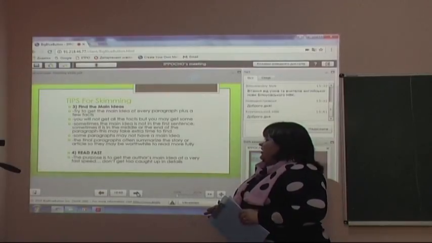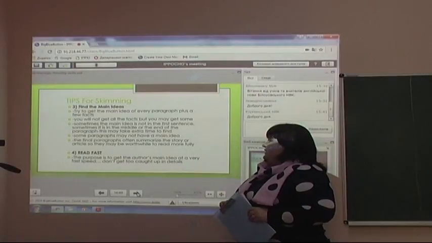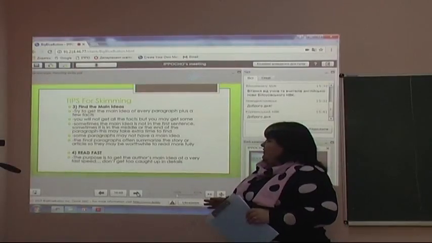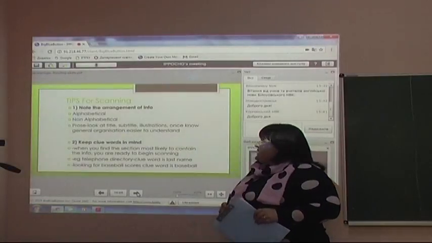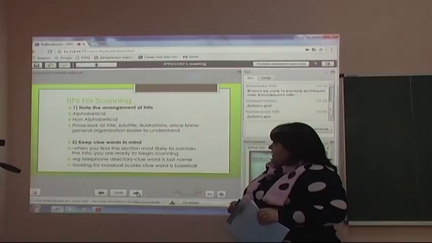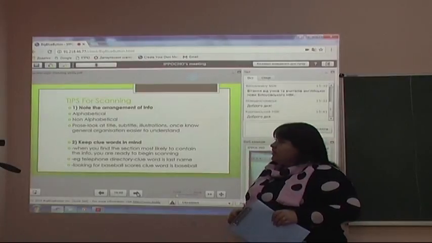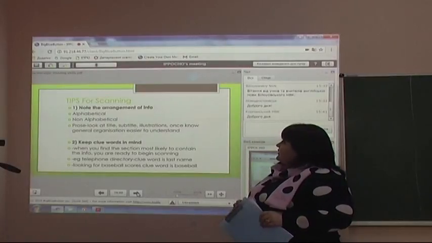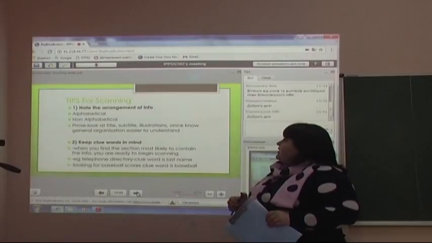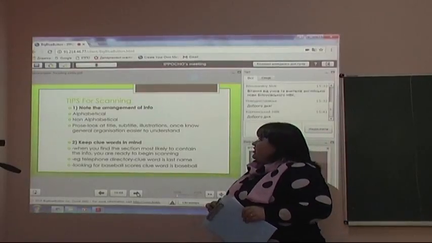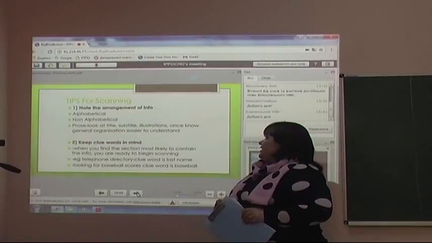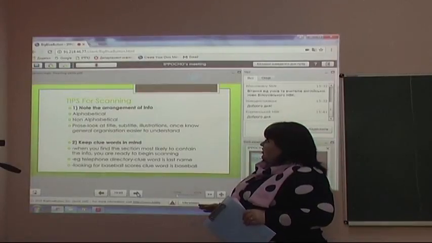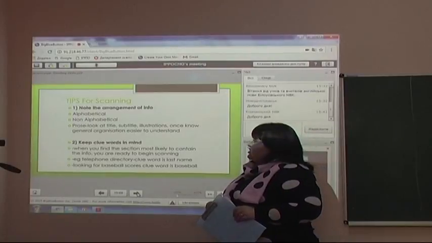The purpose of it is to get the author's main idea at a very fast speed. Don't get caught up in the details. And as for scanning, we have such tips: notice the arrangement, first alphabetic, non-alphabetic, prose, look at the title, subtitle, illustrations. Once you know the general organization, it is easier to understand.